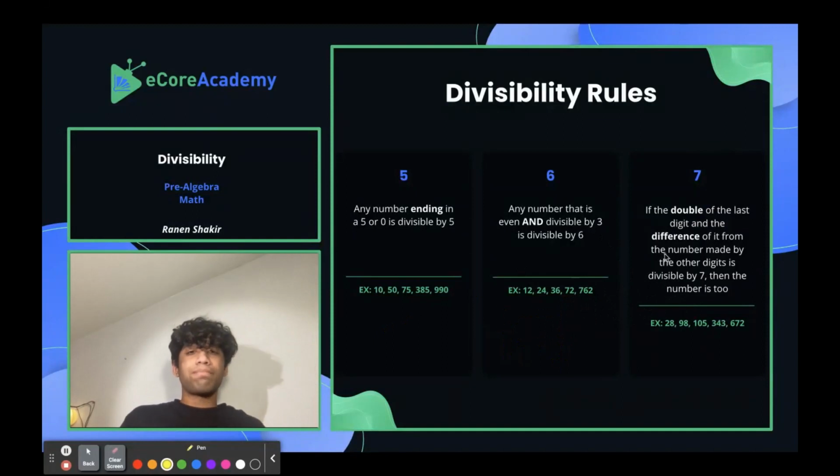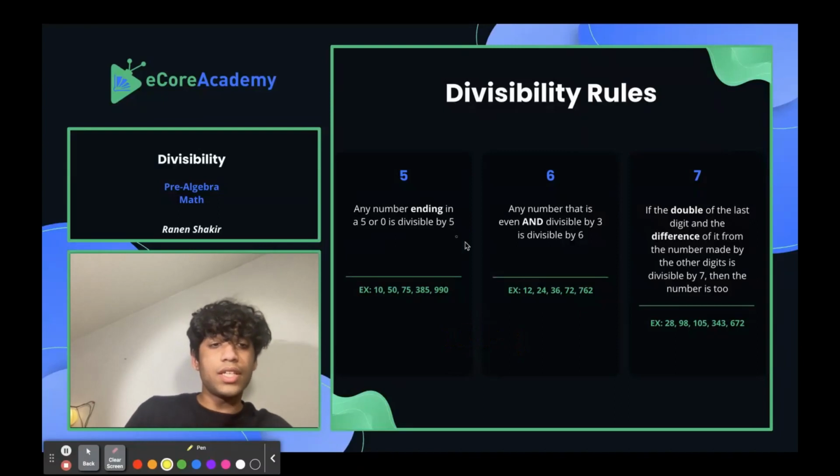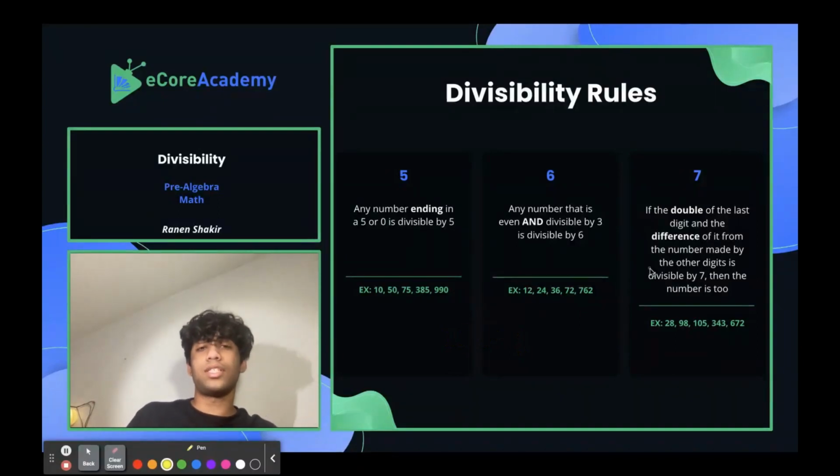All right, now 7 is an annoying one. So what this says is that if the double of the last digit, which means the last digit times 2, that's what the double means. If the difference of the double of the last digit from the number made by the other digits is divisible by 7, then the number is too.